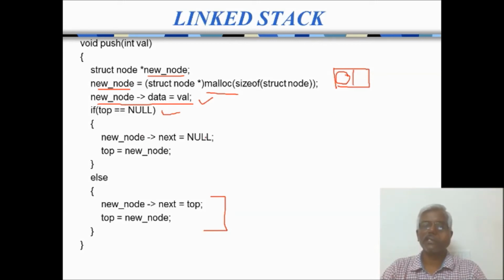So we just write the statement new node of next is equal to null, which means this is going to happen. Top is equal to new node, so hereafter this first node is going to act as the top.